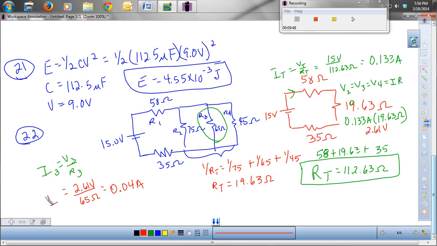So I went through that quickly. You might need to go back and watch a couple of times, but if you think about what I did, this current was 0.133, and it had to go through this entire group, which was 19.63, so I multiplied the total current times the total resistance to find the voltage for that line, and each one of those is 2.61 volts.